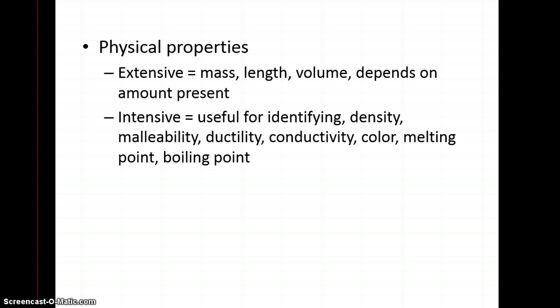If it's an intensive property, the amount present does not matter. For example, color. If you have 5 grams of copper or 500 grams of copper, copper is still going to look the same color. It's going to have that gold color to it. Melting point, boiling point. It doesn't matter if you have 100 grams of ice or 5 grams of ice. Okay? The melting point is the same. The boiling point is the same, 100 degrees Celsius. So intensive, it does not matter how much you have, those properties are consistent. Extensive properties are properties that depend on how much you have.